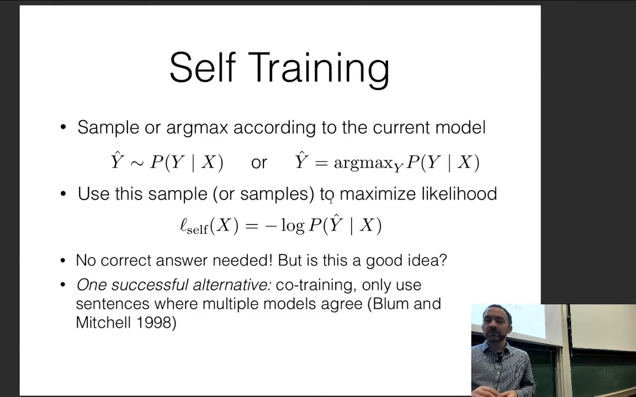So there are some successful alternatives to this. One alternative is co-training. The idea of co-training is basically that you have two models, you do self-training, but you only use the places where the models agree, right? So you have your transformer model, your LSTM model, and you only take the cases where the models agree and self-train on those.